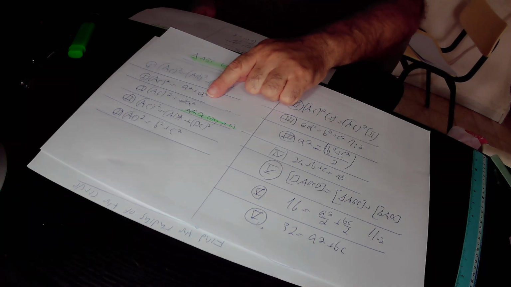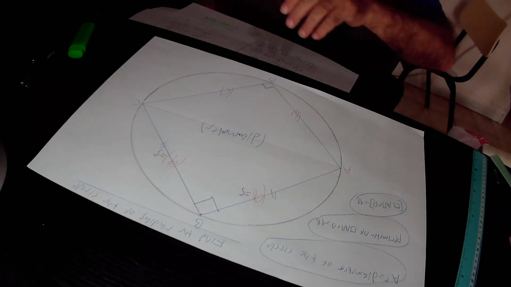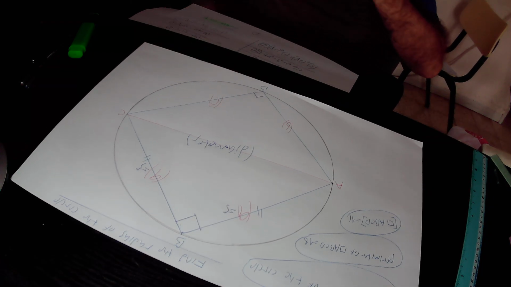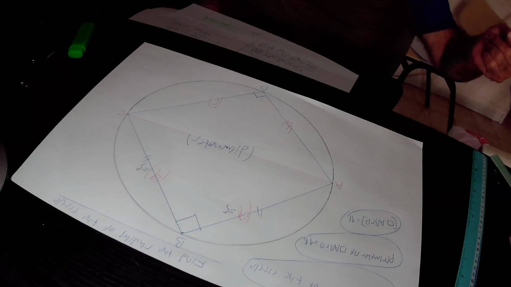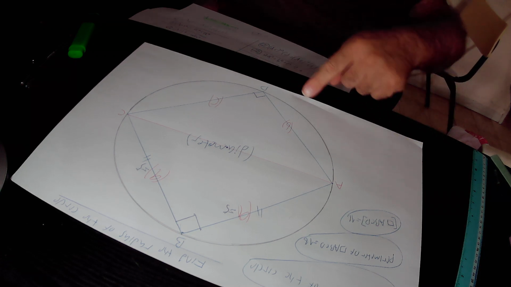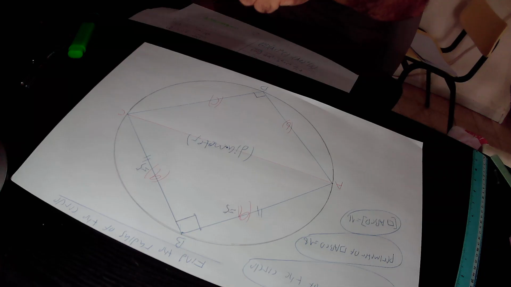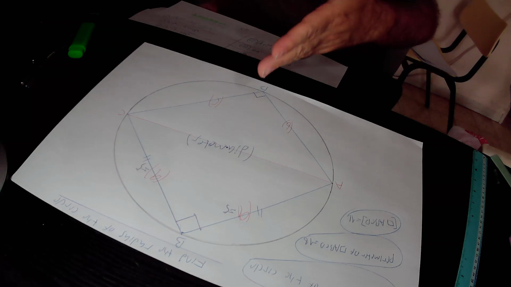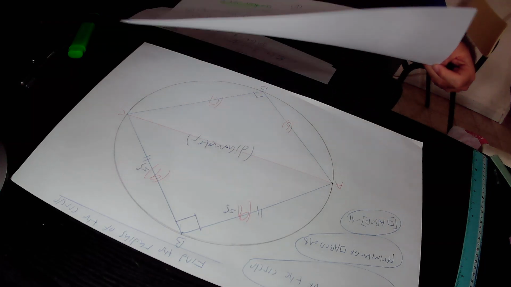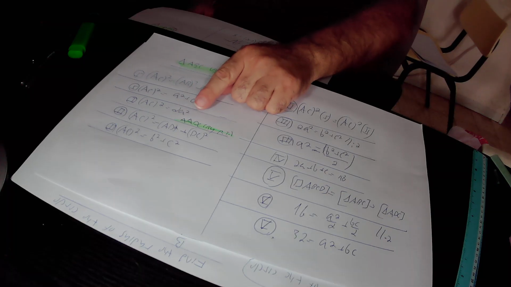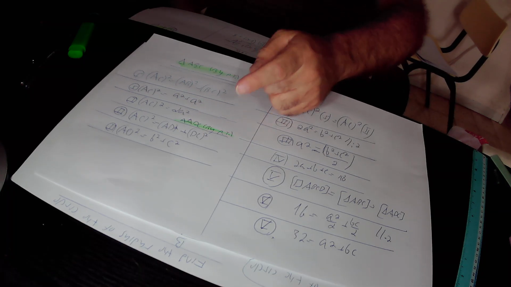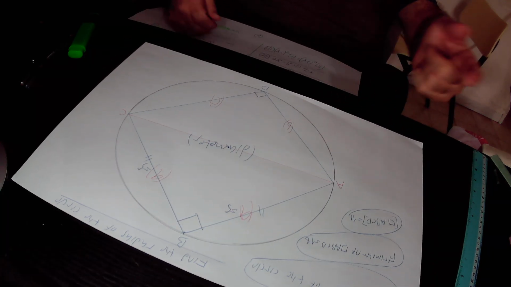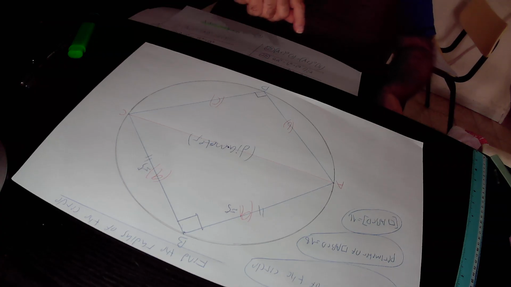In the next step, we implement the Pythagoras theorem on this right triangle ADC. According to the Pythagoras theorem, AC squared, that is the square of the hypotenuse, equals AD squared plus DC squared. So AC squared equals AD squared plus DC squared. AD is B, therefore AD squared is B squared. DC is C, therefore DC squared is C squared.